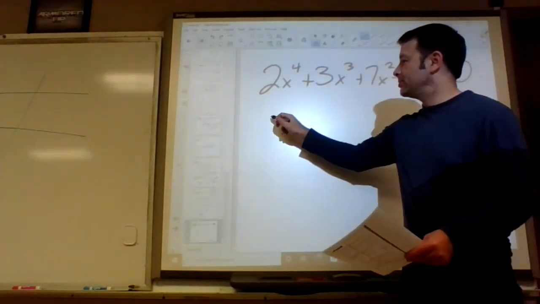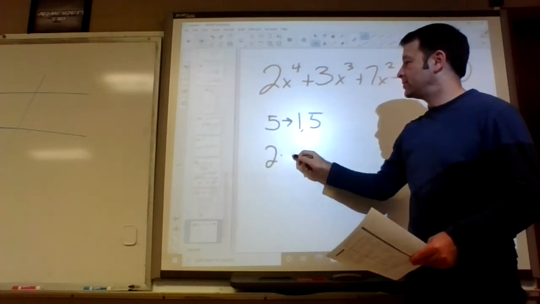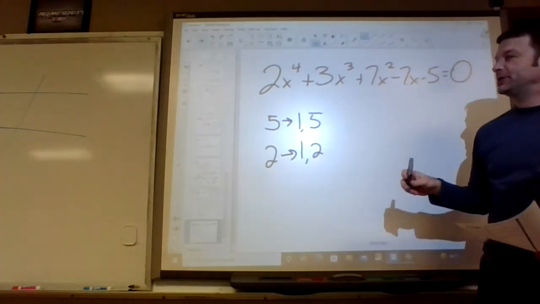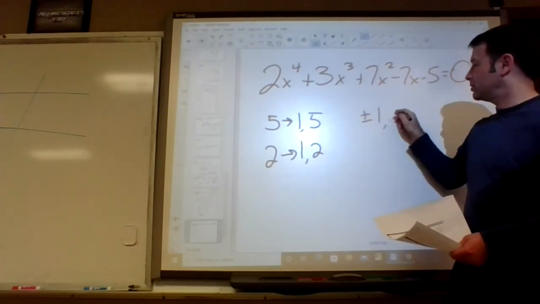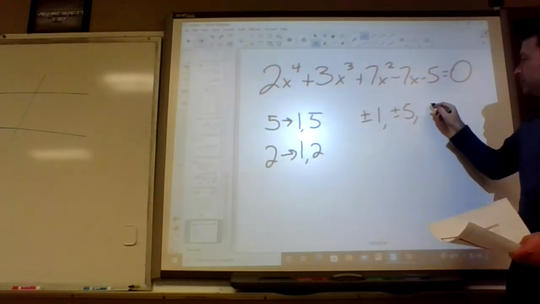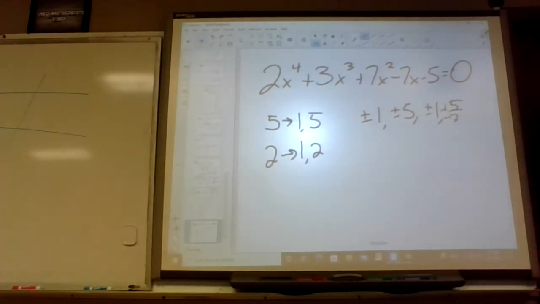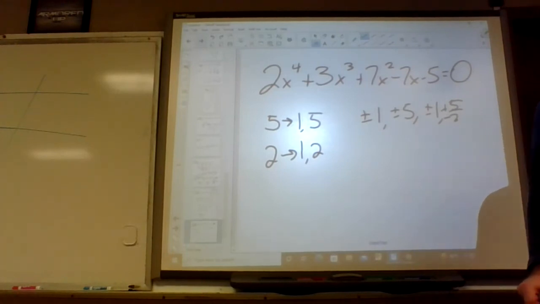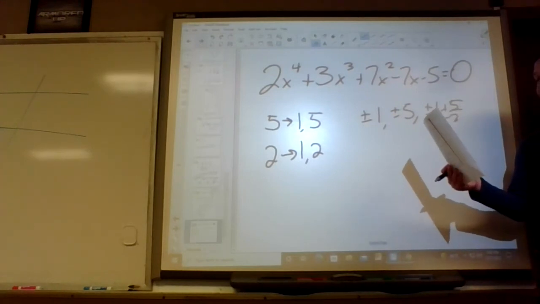Okay, possible rational answers are factors of 5 over factors of 2. So it's 1 over 1 and 5 over 1 and 1 over 2 and 5 over 2. How do I know what works? Whatever plugs in. Plug it in. And remember, we also plug in using synthetic division, because if it works, then we want to divide the answer out, kind of like we did on number 4.